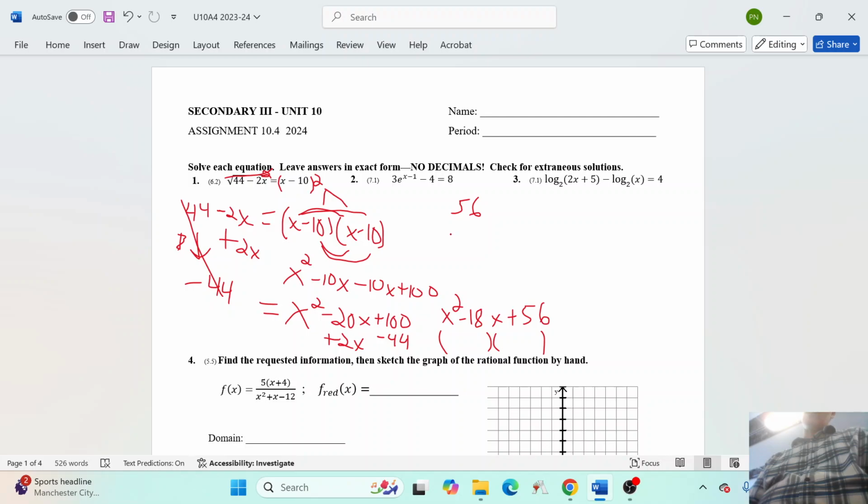So 1 and 56, 2 and 28. 2 times 28 is not going to get us to 18. What about 3? No, 4. 4 goes into 56 fourteen times. So 4 times 14 is 56. There we go, found it. So 4 and 14 are going to be our factors.